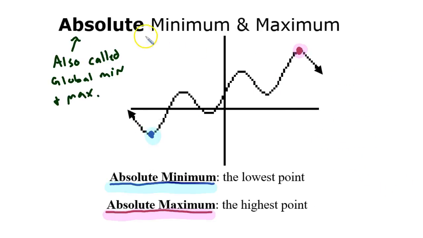The absolute minimum and maximum is a little bit different. We also sometimes call this the global minimum or the global maximum. And this is not where the function changes direction, but it is instead the absolute lowest point on the graph. In this case, this is the lowest point down here, this blue dot that I have, and this pink dot up here is the highest point on the graph. Those are what are called absolute maximums and absolute minimums, and they're a different type of extrema.